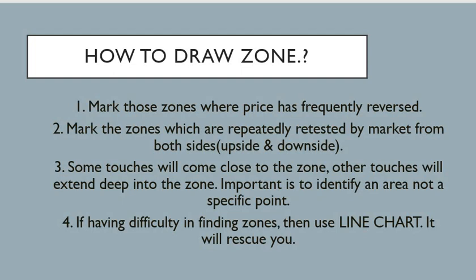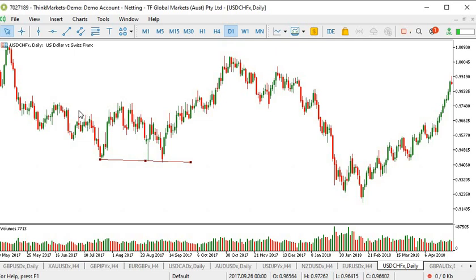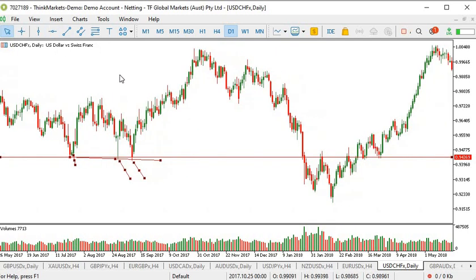How to draw zones. The first point is to mark those zones where price has frequently reversed. Let me show you on the charts here. The market reversed almost 3 times. First, second and third. Let me draw a proper zone here. And we can see the market has respected this level, this zone in the future too, at this area and at this point.